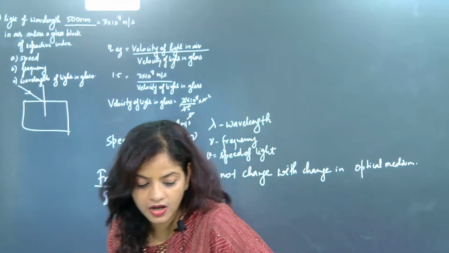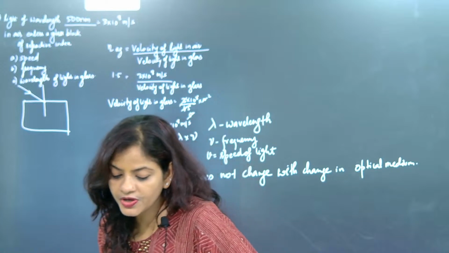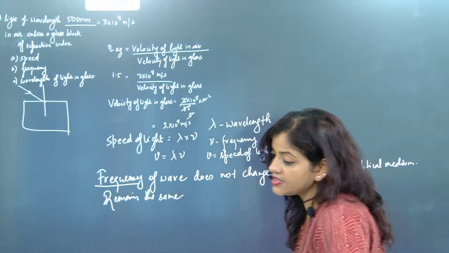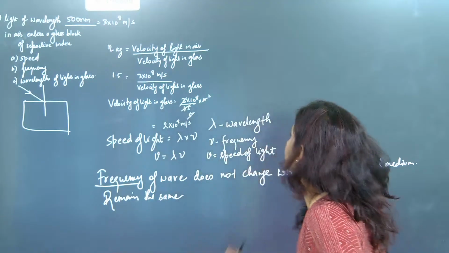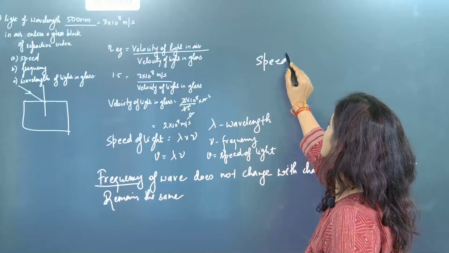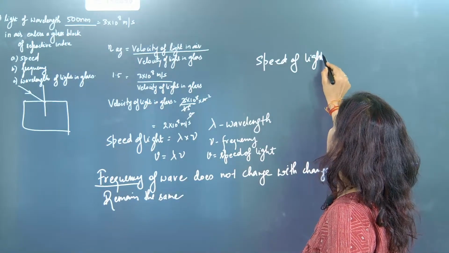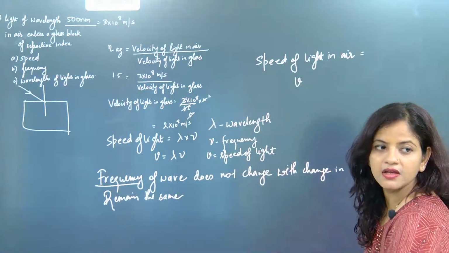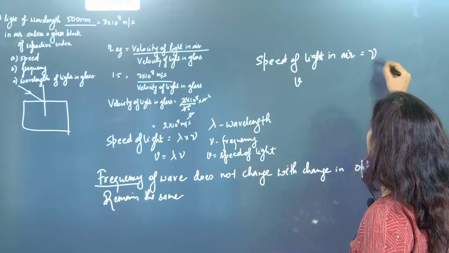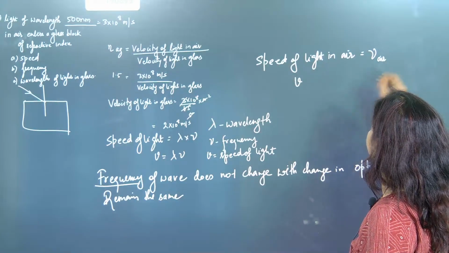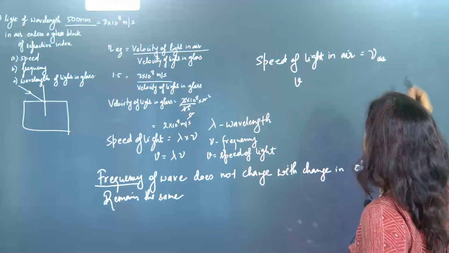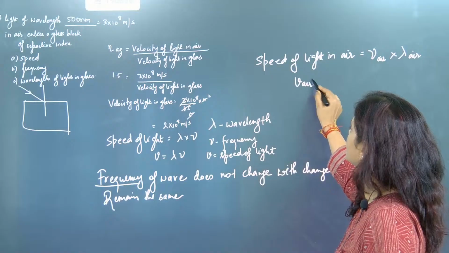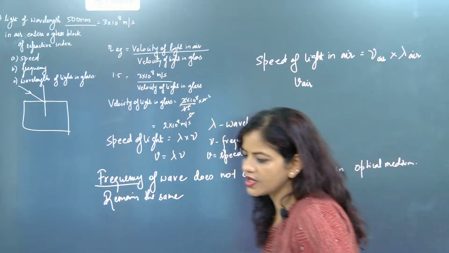I have given you the formula for speed of light in air, and speed of light in glass. Frequency remains the same. You remember this. So speed of light in air will be exactly v, speed of light in air, equal to frequency of light in air into its wavelength of light in air. So I am writing v air so that you can understand better.